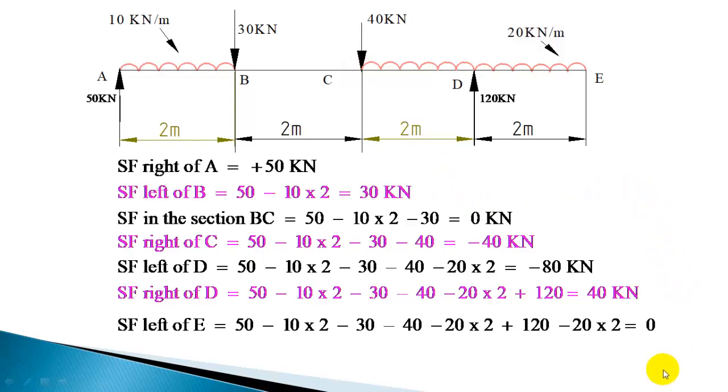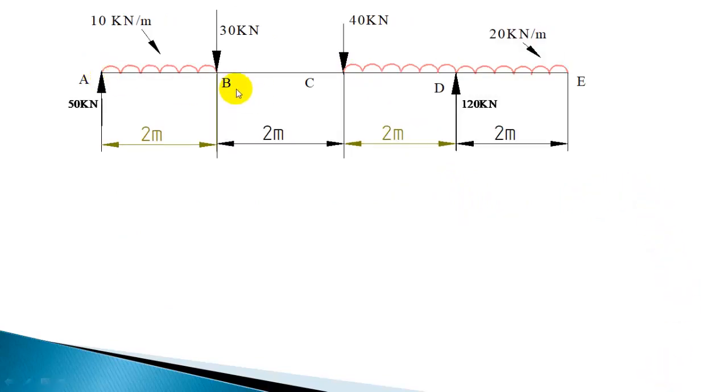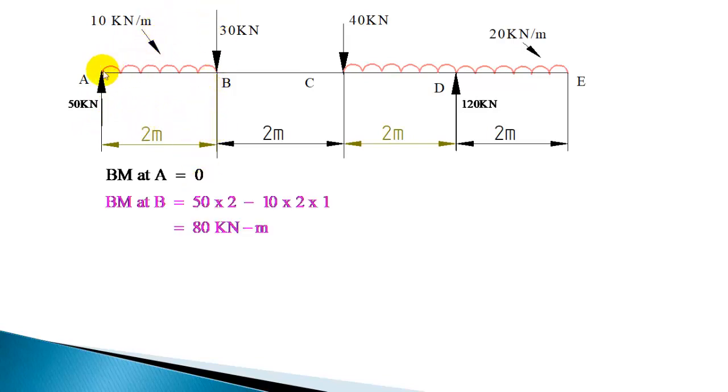Now let us calculate the bending moment. Bending moment at A is 0, bending moment at B is 50 into 2. 50 is producing clockwise moment. So 50 into 2. This load is 10 into 2 meter. This acts for 2 meter. So 10 into 2, it acts at a distance of 1 meter and produces negative moment. Downward force will produce negative moment with respect to P. So upward force, positive moment with respect to P. 50 into 2 minus 10 into 2 into 1. So that will give 80 kilonewton meter.